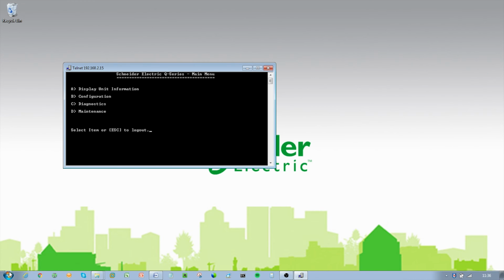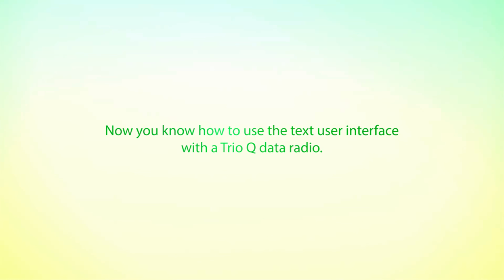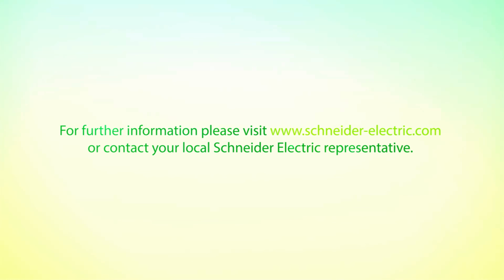Hit C for diagnostics. This provides access to the diagnostics facilities in the radio. Hit D for maintenance. This provides access to rebooting the radio. Now you know how to use the text user interface with a TrioQ data radio.